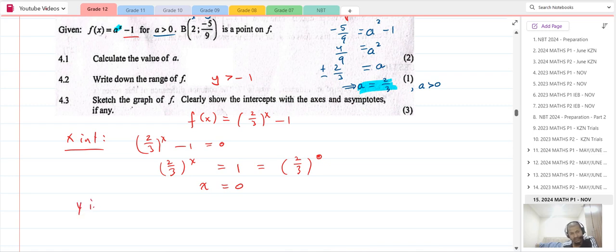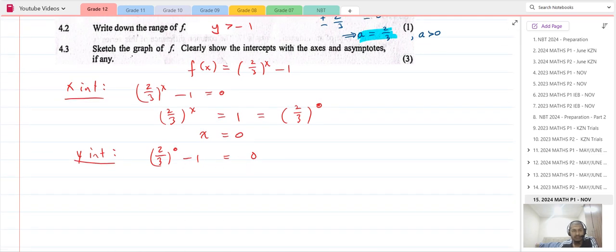And what's the y-intercept? The y-intercept is making x 0. So f of x, y-intercept is making x 0. So we have (2/3)^0 minus 1, which is 0. And we have a point which is 2 and minus 5 over 9, point B. So we get 0, 0, and 2 and minus 5 over 9. So we can connect those 2 points and see what the graph looks like.